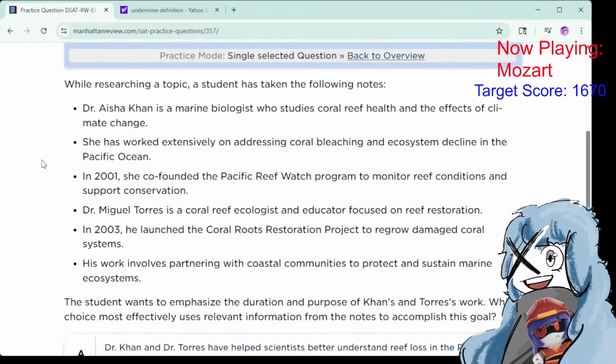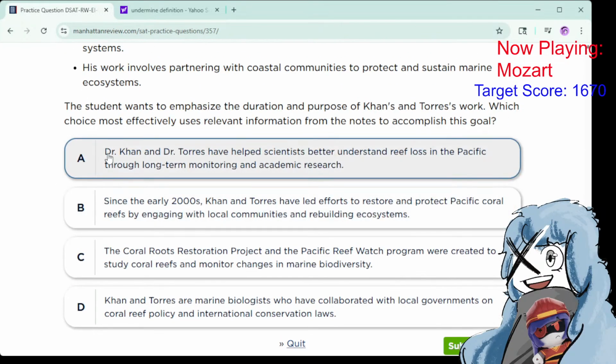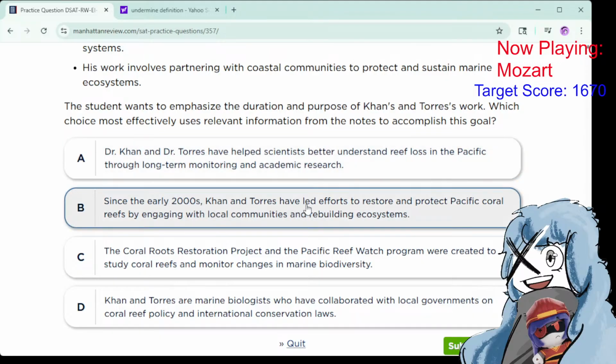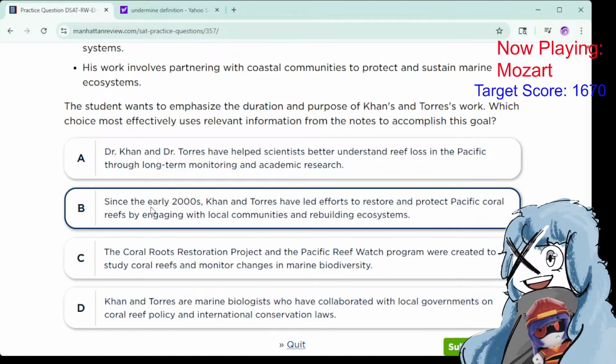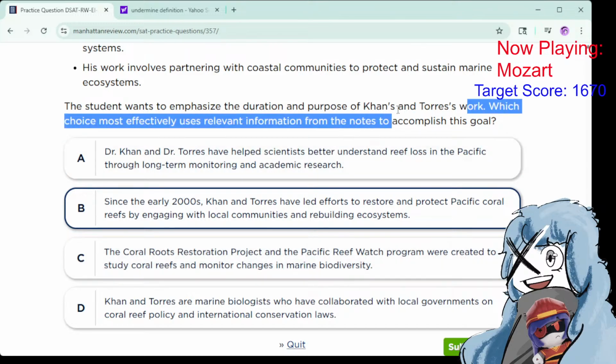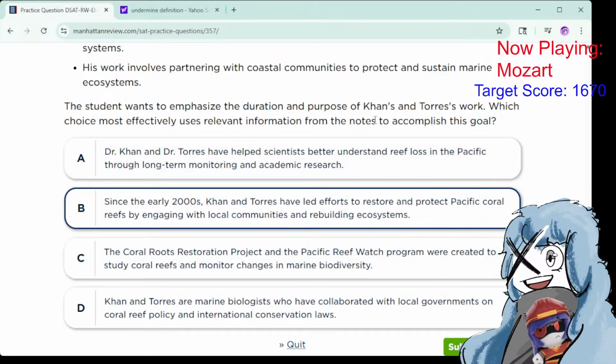Duration and purpose. I think this one's like, yeah. Dr. Khan studies reef health and better understood loss during long-term monitoring and research. Since the early 2000s, Khan and Torres have led efforts to restore and protect reefs by engaging with local communities. Emphasize duration and purpose. There's more emphasis on it, exactly, it's less vague than this one. The coral restoration project were created to study and monitor changes in marine biology. It's not really emphasis on their purpose. Well, they were the purpose, but not duration.